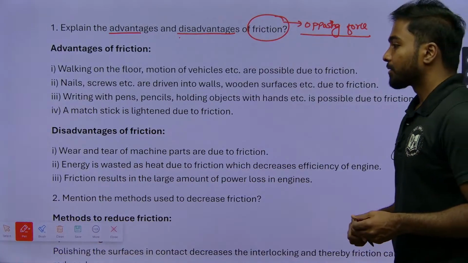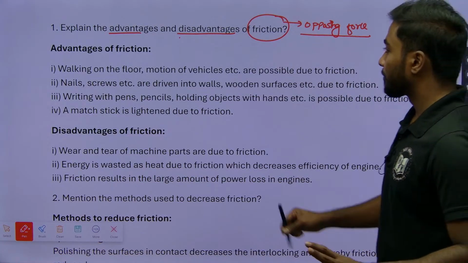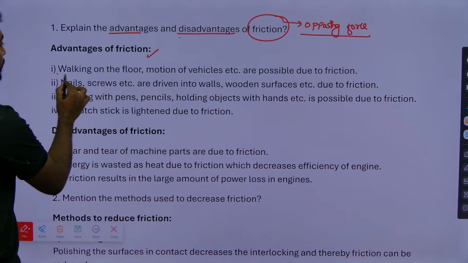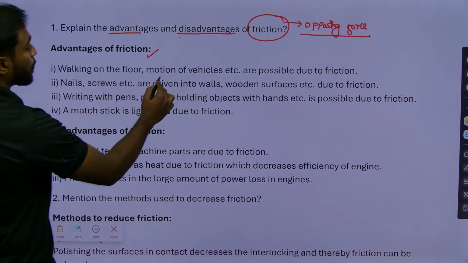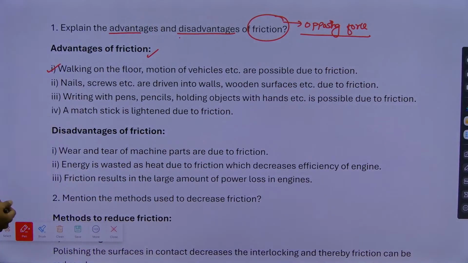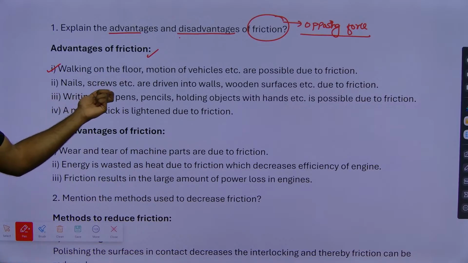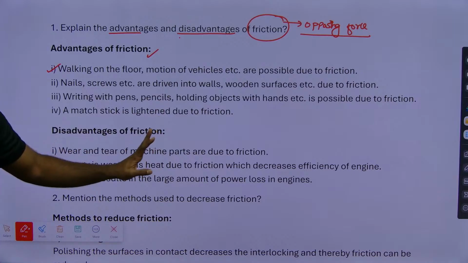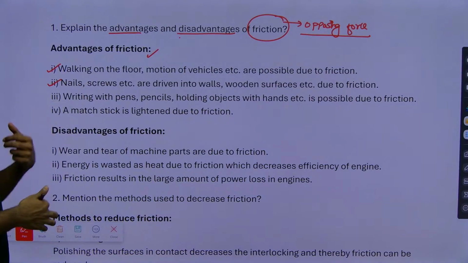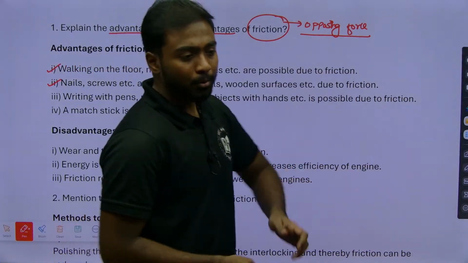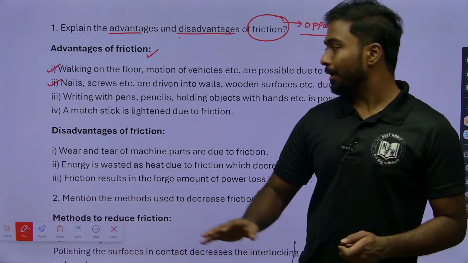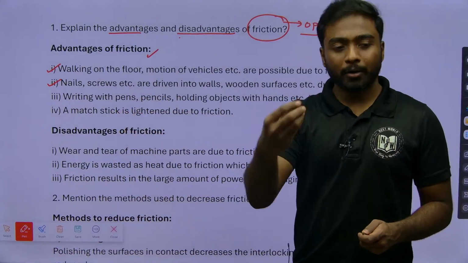So here, the advantages of friction. The first point: it helps us to walk on the floors. Next, motion of vehicles is possible due to friction. Next point, nails, screws, etc. are driven into walls, wooden surfaces, etc., due to friction. Whatever we are doing in day to day life, everything we can write, and the disadvantages also we can write.